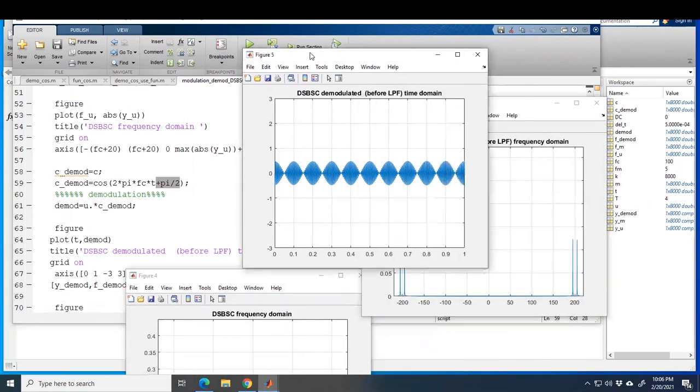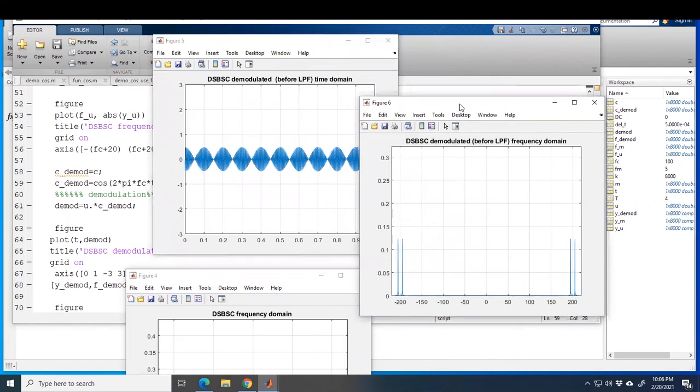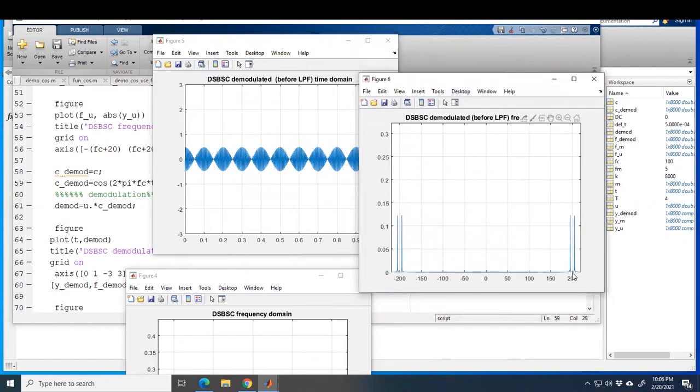I take the Fourier transform of this. You can see what I have. This frequency component is sitting at 200 Hertz and minus 200 Hertz. That's double the carrier, and nothing here. And at this low frequency, remember our message is 5 Hertz, two spikes here.